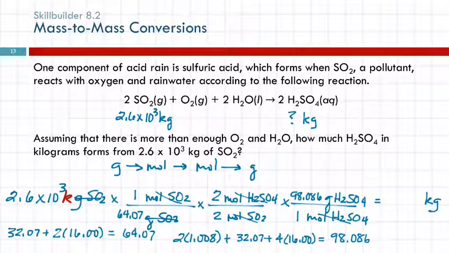2.6 times 10 to the third, 2.6 EE3 divided by 64.07 times 2 divided by 2 times 98.086 equals, I should have two significant figures, 3980.3, and it keeps going. So when I round, I need to be careful. Yeah, this is going to round up to 4,000, isn't it?